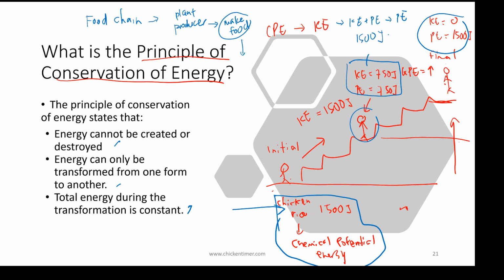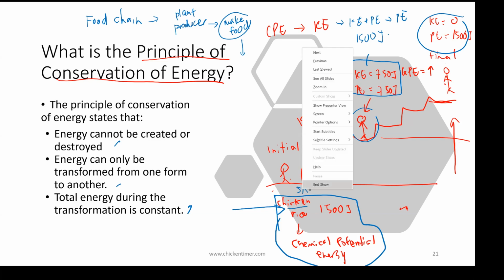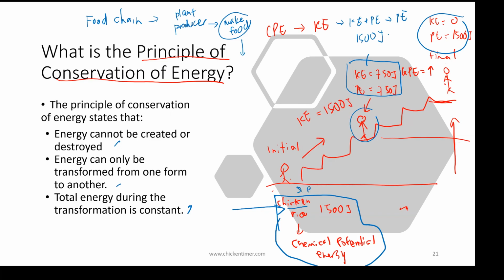Then the plant eater will be eaten by an animal eater, and then the energy will get transferred to the animal eater. So in this case, chickens eat sweet corn, right? They eat corn.